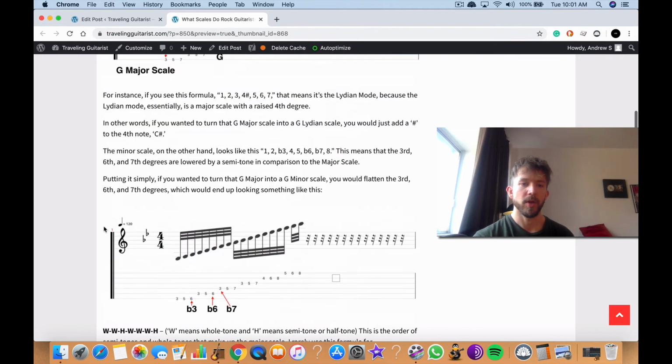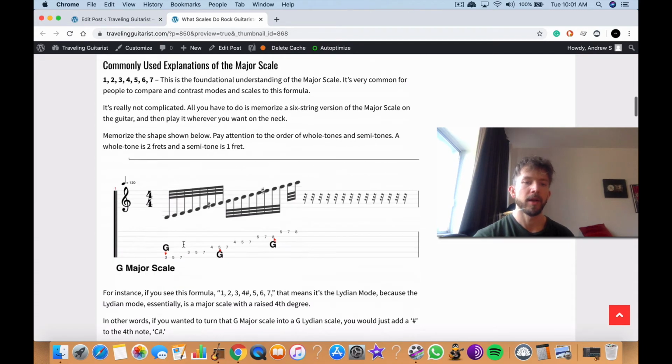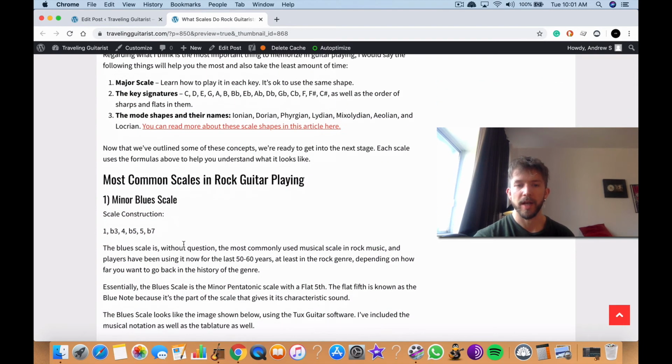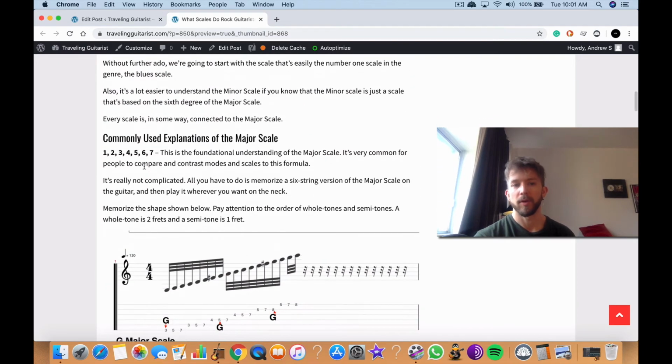So you have your major scale. This is what it looks like: 1, 2, 3, 4, 5, 6, 7. You see these numbers used to explain scales, and they're just telling you what the scale looks like in comparison to the major scale. So you would take the major scale, right? You have 1, 2, 3, 4, 5, 6, 7, or let's say C, D, E, F, G, A, B, C.